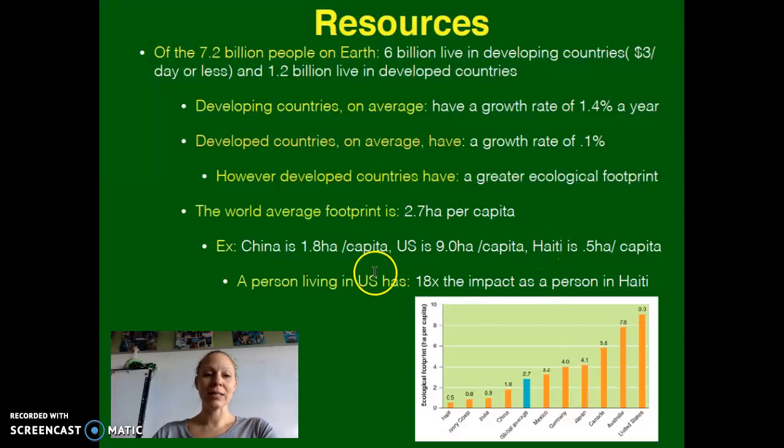And so if we look at this, we can see that a person in the United States tends to have an ecological footprint 18 times greater than somebody in Haiti, which is a very drastic, different type of lifestyle that the two people are living.